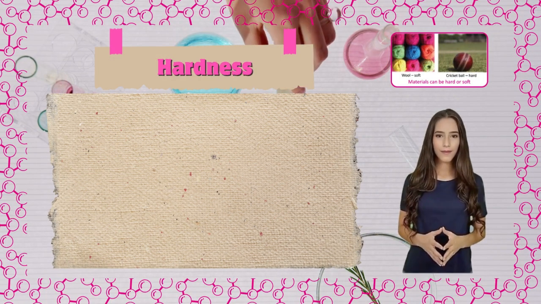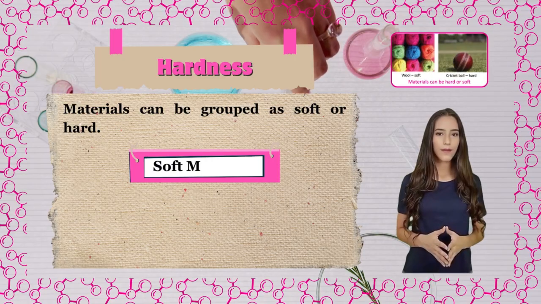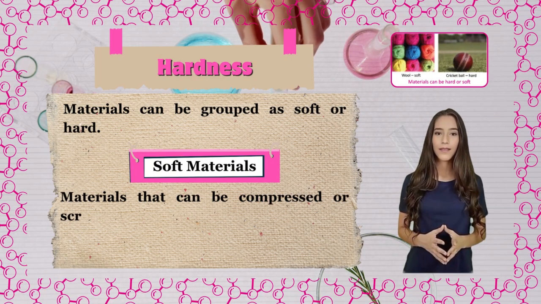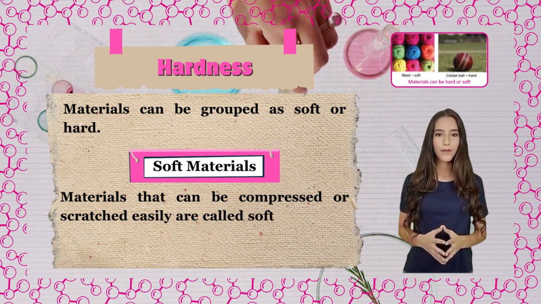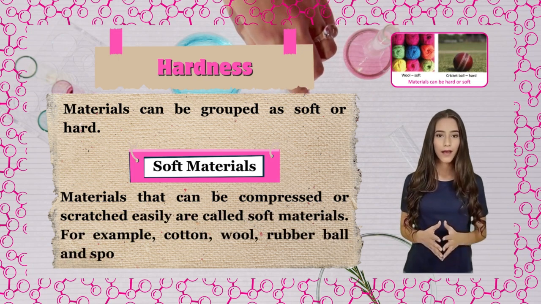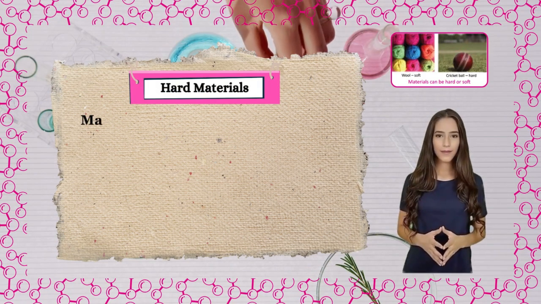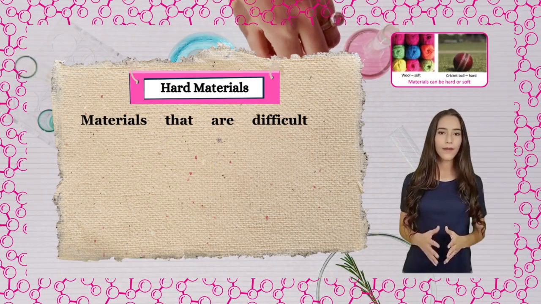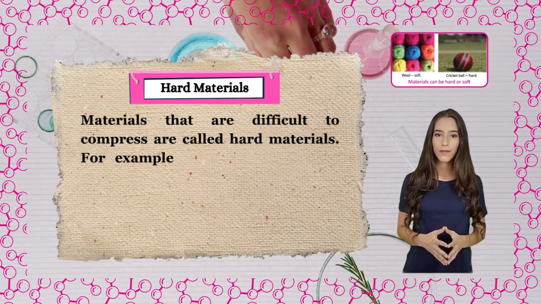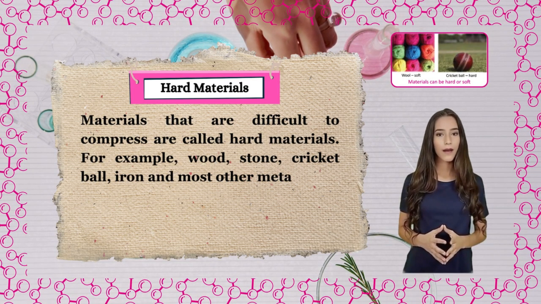Hardness. Materials can be grouped as soft or hard. Materials that can be compressed or scratched easily are called soft materials. For example, cotton, wool, rubber ball, and sponge. Hard materials. Materials that are difficult to compress are called hard materials. For example, wood, stone, cricket ball, iron, and most other metals.